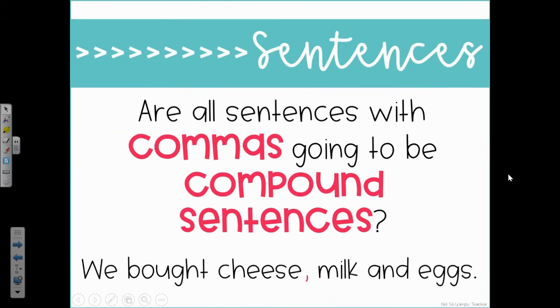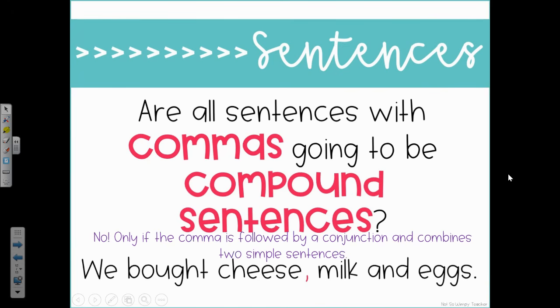Now think, are all sentences with a comma going to be a compound sentence? Look at this sample. We bought cheese, milk, and eggs. Just because there's a comma in that sentence, do you see a conjunction? And do you see two simple sentences joined together? No, this is just a list, so be careful. Only if the comma is followed by a conjunction and combines two simple sentences, then it would be a compound sentence. But this one here is still a simple sentence.